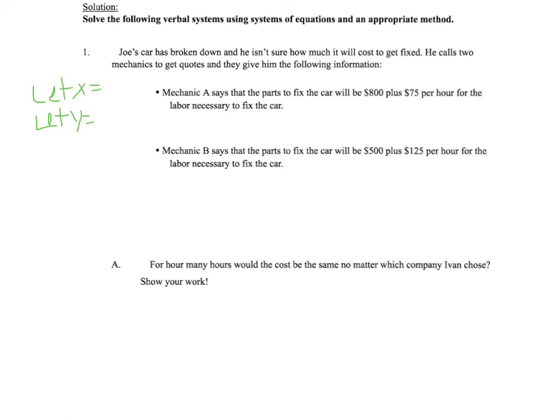So now I'm going to read the problem. Joe's car has broken down and he isn't sure how much it will cost to get fixed. He calls two mechanics to get quotes and they give him the following information. So this is the information that we're going to be using to solve this problem. Mechanic A says that the parts to fix the car will be $800 plus $75 per hour for the labor necessary to fix the car. Mechanic B says the parts of the car will be $500 plus $125 per hour for the labor to fix the car. So we're going to use these two pieces of information to get our two equations of lines that we're going to create our system out of.